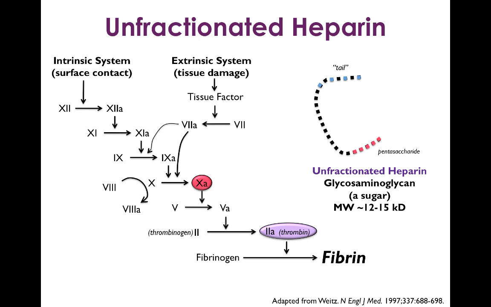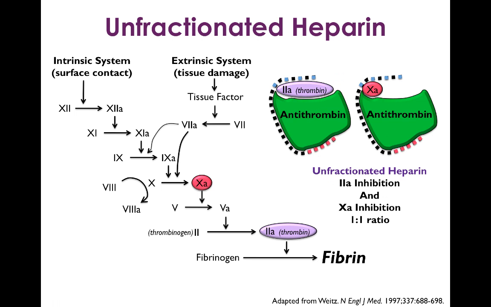So the way heparin works is it binds to antithrombin. And antithrombin can bind to thrombin, so that's why it's called antithrombin. It can bind to thrombin through interaction with the full length of heparin. Antithrombin can also bind to factor 10A. And so unfractionated heparin has factor 2A, or thrombin, inhibition and factor 10A inhibition in pretty much a 1-to-1 ratio.